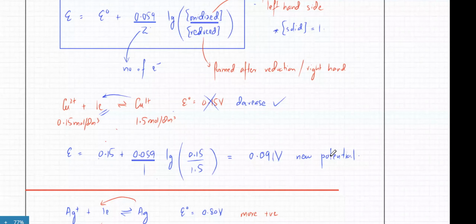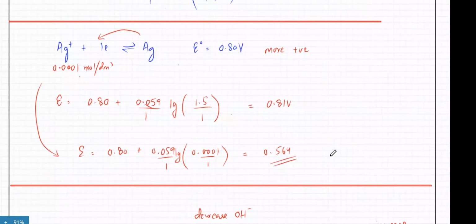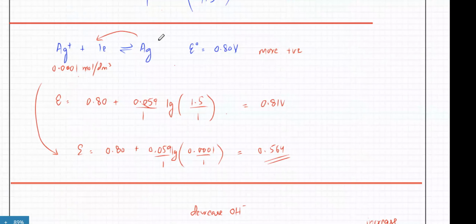You can do this for anyone. It's just remember the equation. For example, this one. For solids, remember the concentration is always taken as 1. Even in equilibria, in Kc and Kp, it's always taken as 1. So in this reaction, I've really decreased the silver ion concentration. Instead of the standard conditions, I've taken it as 0.0001 mole per dm cube.